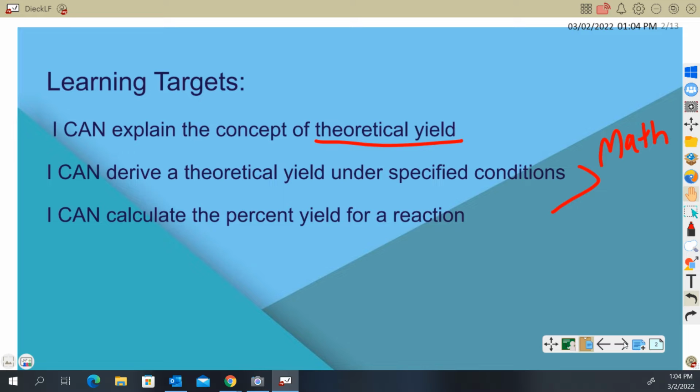So your learning targets: I can explain the concept of theoretical yield. That's going to be more of a definition or conceptual. And then the other two: I can derive a theoretical yield under specified conditions, and I can calculate percent yield for a reaction. That's can you do math, okay? So we're going to be looking at definitions and a little bit more of math with this set of notes.